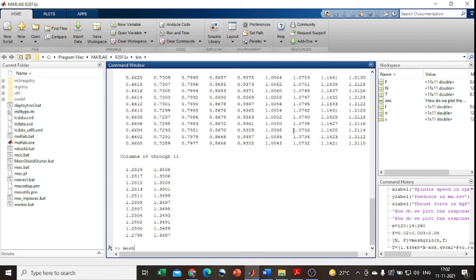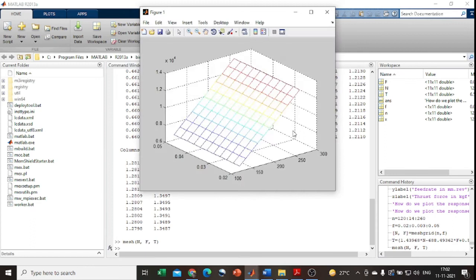For the 3-dimensional plot, I can utilize the mesh command. According to this program, I utilized capital N for spindle speed, capital F for feed rate, and capital T for thrust force. Likewise, I enter all the values. Now, if I enter, I get the graph. So from this command, I can plot the 3-dimensional graph or response surface plot with the Matlab software.